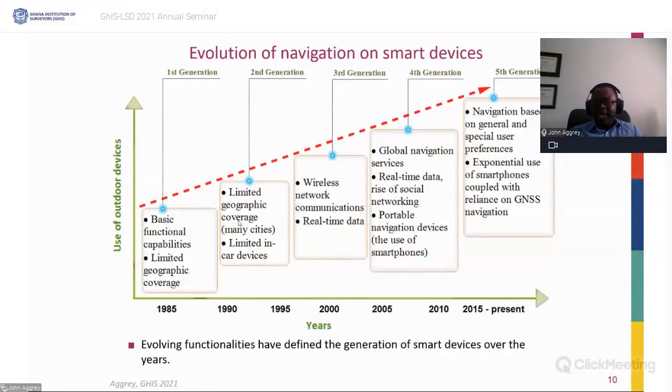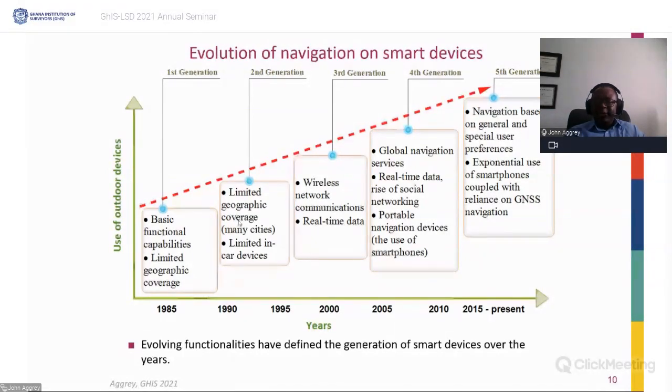There was a higher level of coverage for some of these devices, and it was also within that time that we started having navigation units in cars. The GPS unit in cars actually started coming into fruition in the early 1990s. By the early 2000s, wireless network communications became a big boom. So real-time data was now available. We could now connect devices to the wireless, and the internet was actually born within that time. So it became a big boom from that period.